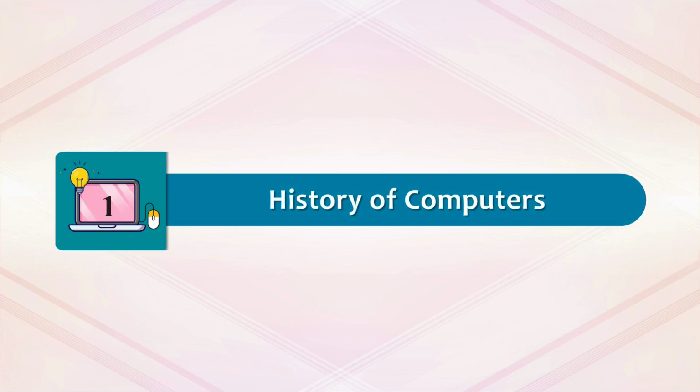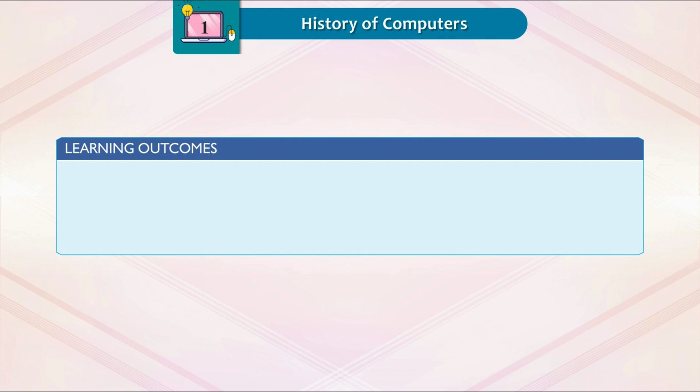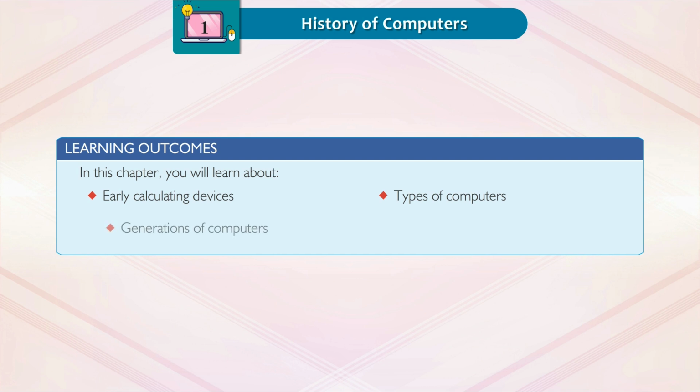Chapter 1. History of Computers. Learning Outcomes. In this chapter, you will learn about the early calculating devices, types of computers, generations of computers.